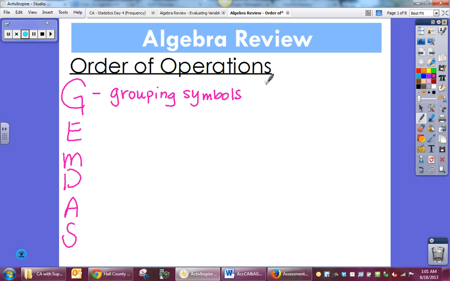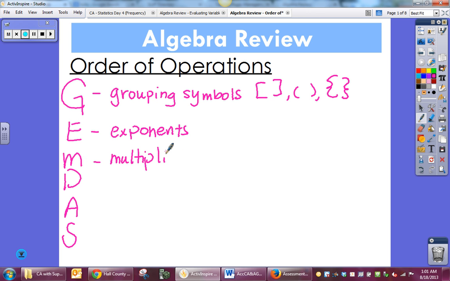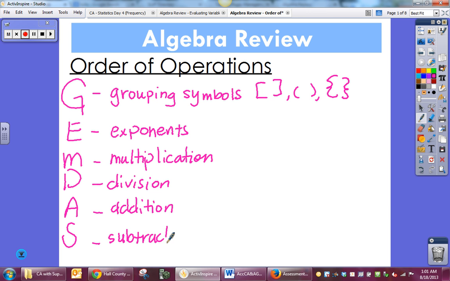So grouping symbols, which could be brackets, parentheses, or even braces. Then we have exponents, multiplication, division, addition, and subtraction. Now remember that with multiplication and division, as well as with addition and subtraction, you do them in order from left to right. So whatever comes first is what you do first.